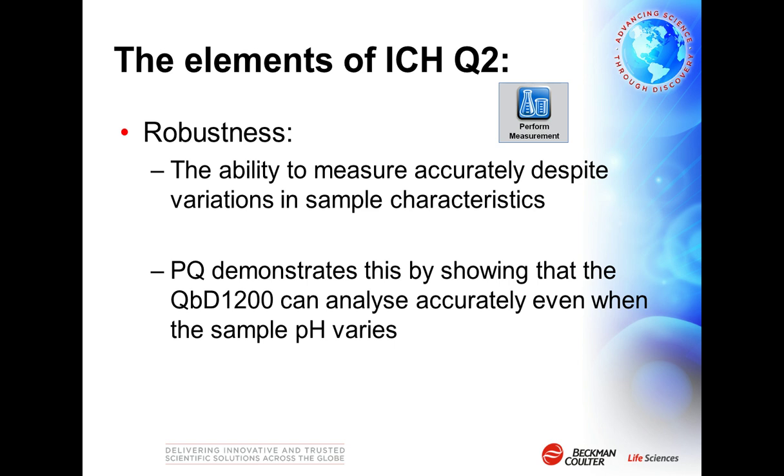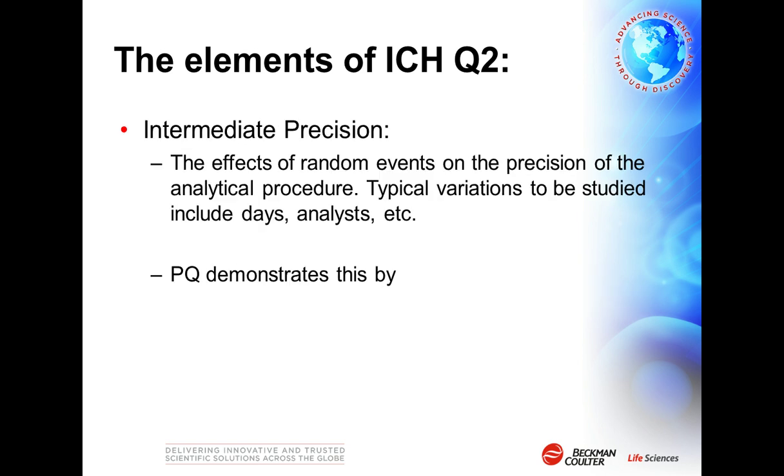Robustness is the ability to measure successfully despite variations in the sample characteristics. And the way we demonstrate that with the PQ for the QBD 1200 is by testing the QBD 1200 with samples where the pH has deliberately been altered. So we put the same level of TOC in with different pH values and check that it will still measure despite this variation.